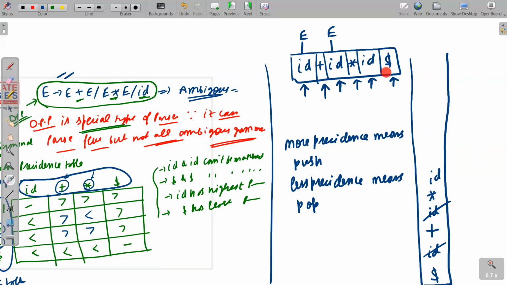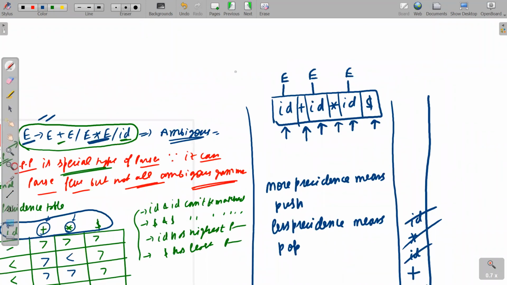Now it's obvious, because dollar has the least precedence, so all of them will be popped off one by one. Dollar and ID are matched. ID has more precedence than dollar, so it will be popped off. Popped off means ID is reduced to E. Now dollar and star are compared. Star has more precedence, so it will be popped off. Popped off means E star E is changed to E.